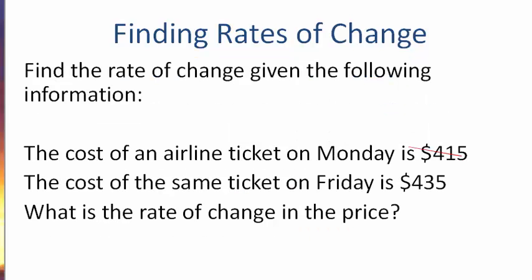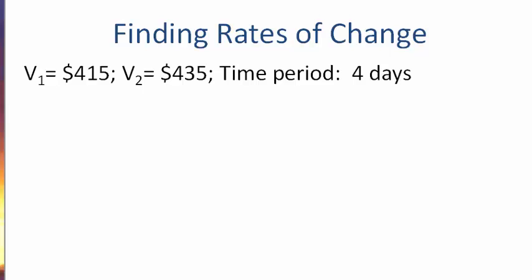Let's find the rate of change given the following information. The cost of an airline ticket on Mondays is $415. That's going to be our V1, our first value. And the cost of the same ticket on Friday is $435. That will be V2, our second value. What is the rate of change of price from Monday to Friday?